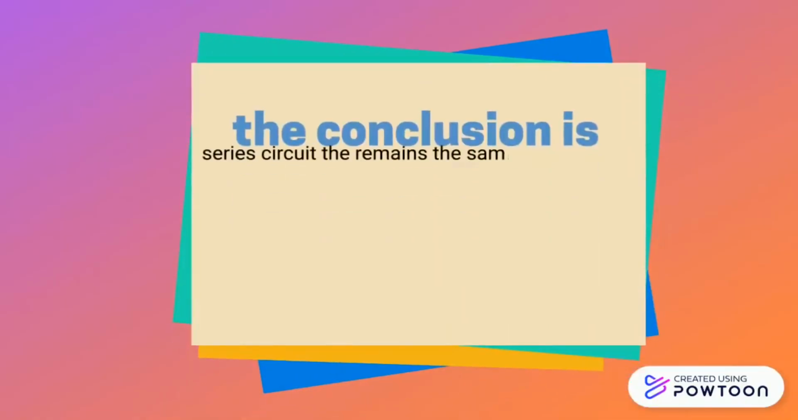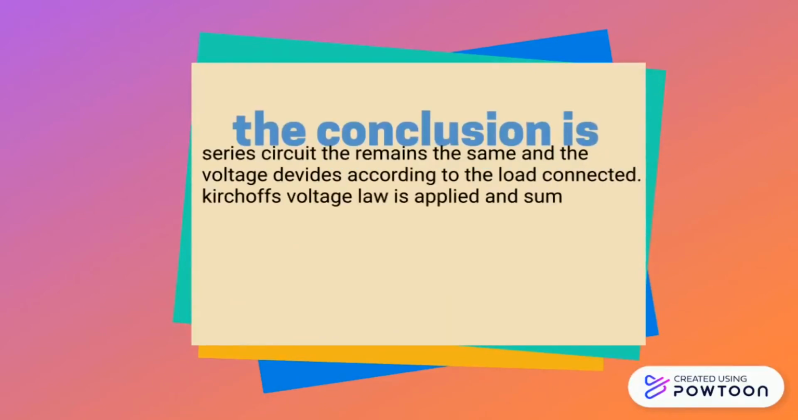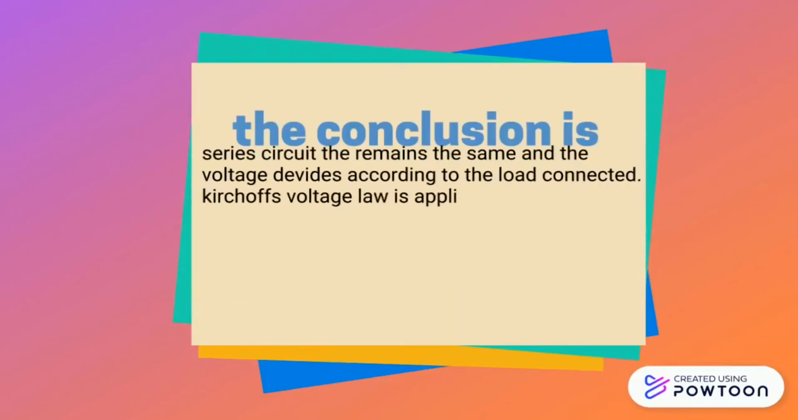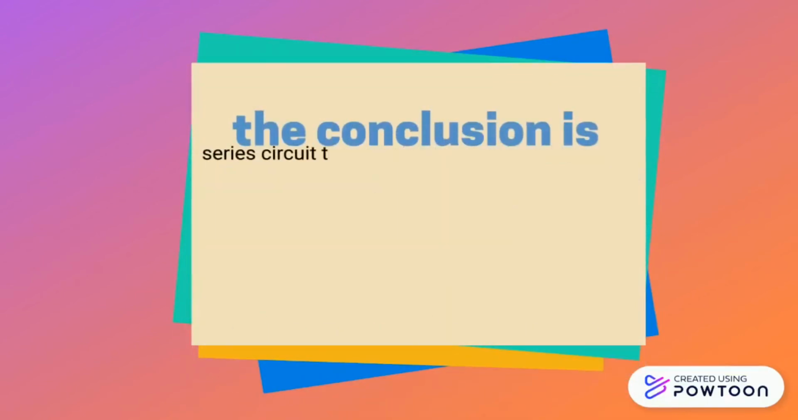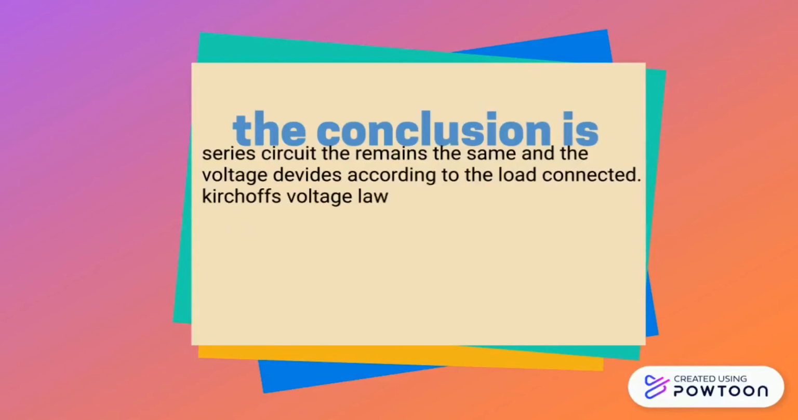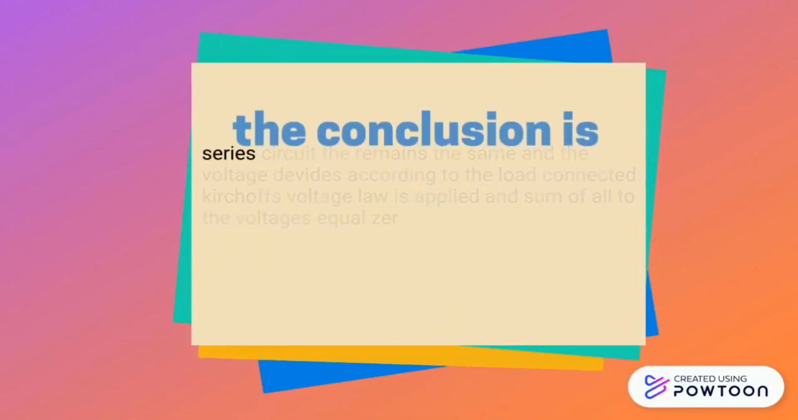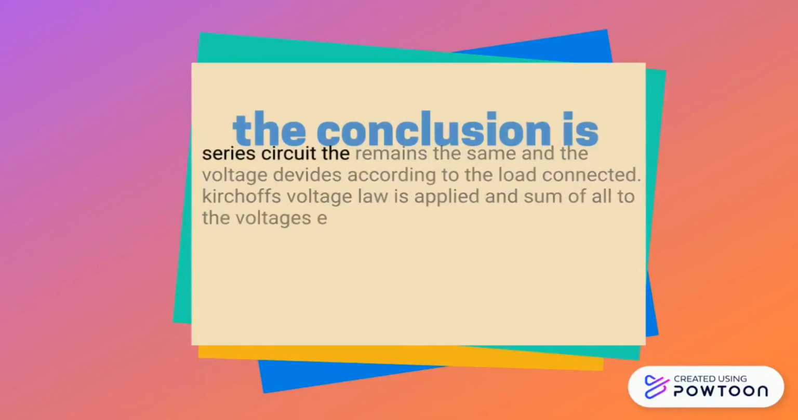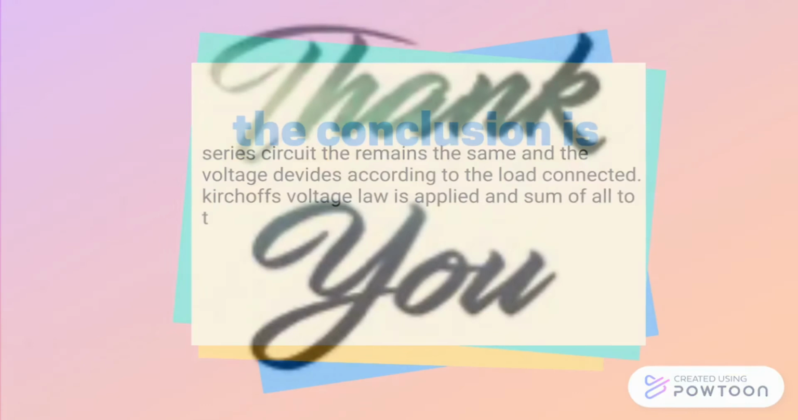In conclusion, it is found that in a series circuit, the current remains the same and the voltage is divided according to the load connected. In a series circuit, Kirchhoff's voltage law is applied and the sum of all the voltages is 0. For the parallel circuit, the voltage remains the same. However, the current divides into the branches. In a parallel circuit, Kirchhoff's current law is applied.